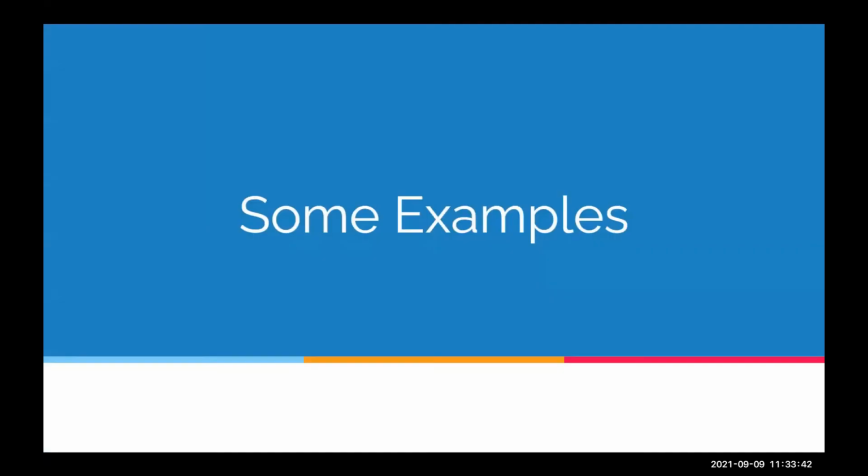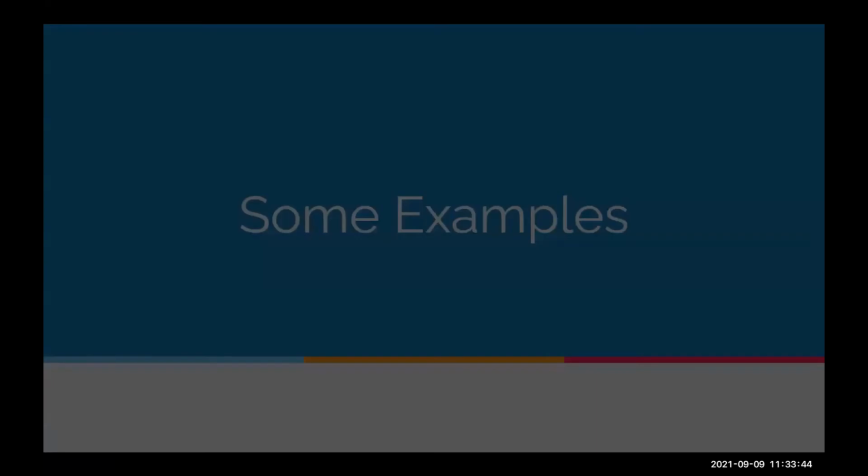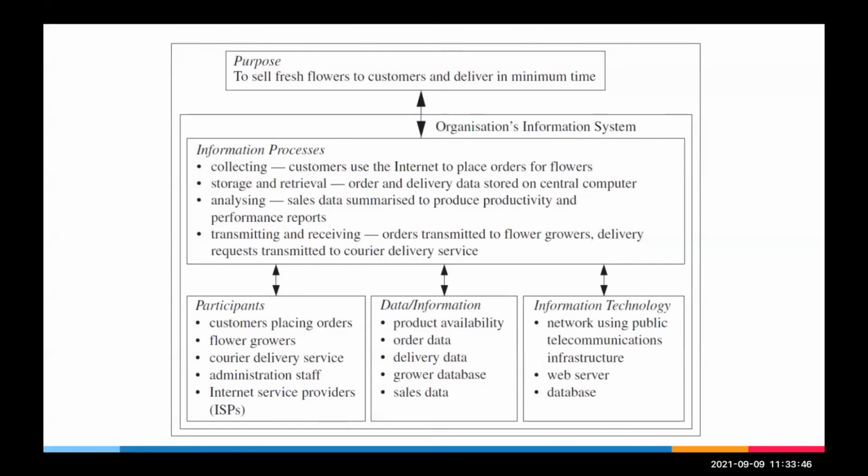Now, let's have a look at some examples. First, this is diagrammatically representing an information system. It has its purpose, it has its information system, it has participants, data, and information technology. Let's have a look at this one. This system is to sell fresh flowers to customers and deliver in minimum time. So there's an information system to do that.